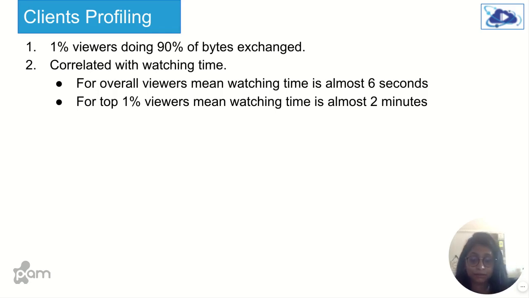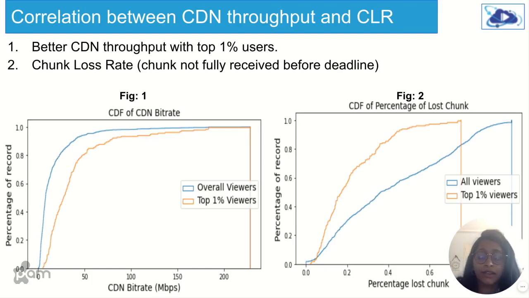Another factor that is likely to heavily affect the viewer's ability to perform effective V2V exchanges is its network access characteristics.